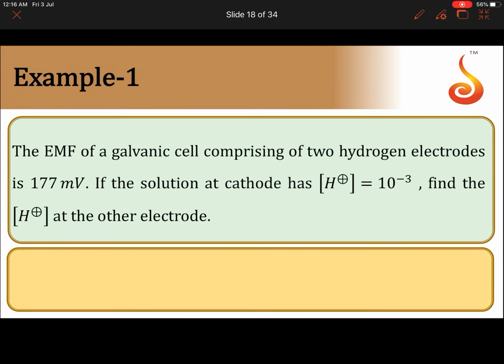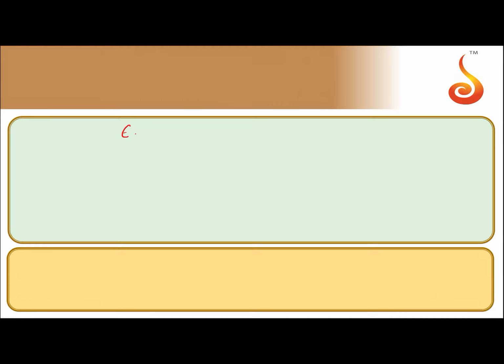The formula is E cell is equal to 0.059 into (pH at anode minus pH at cathode). First of all, here the concentration of H+ at the cathode is given, that is 10^-3 molar.